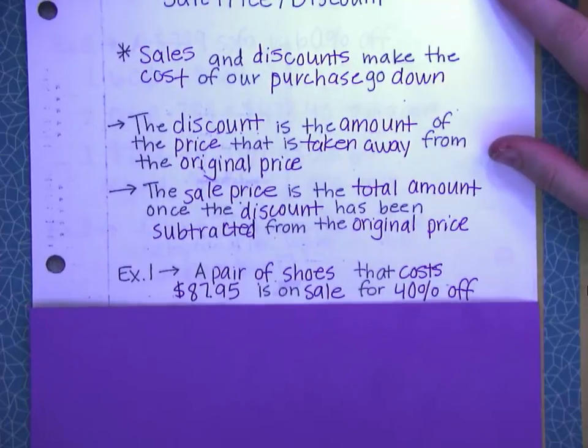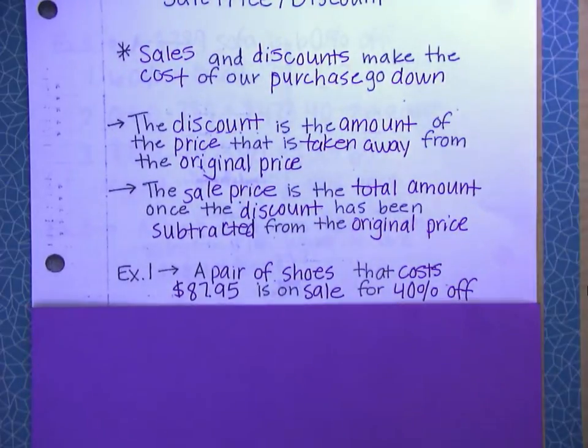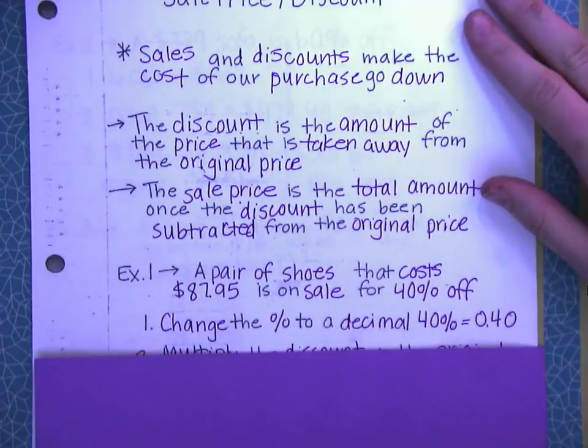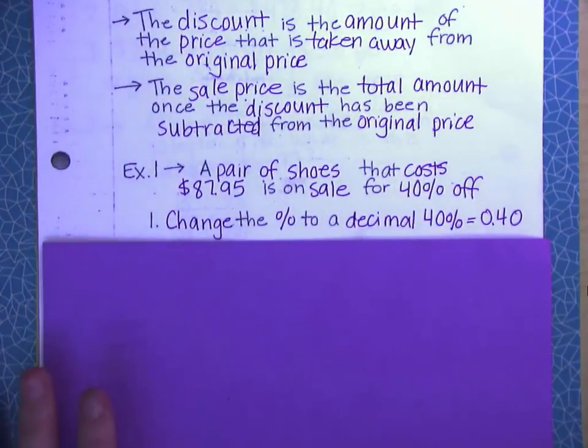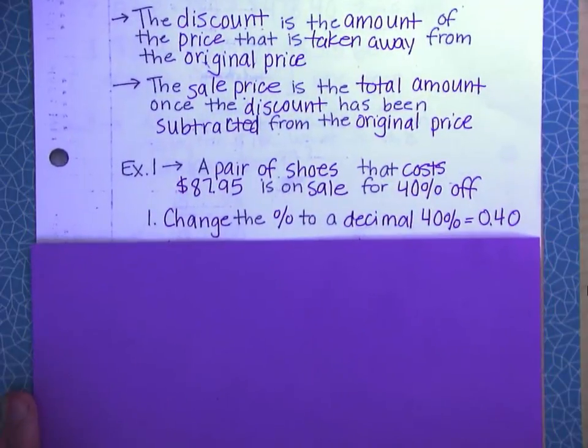So let's say we have a pair of shoes that costs $87.95, and they're on sale for 40% off. So what you'll see is that the process for finding the discount and the sale price is very similar to finding the tax and the tip. So the first thing we did yesterday was change the percent to a decimal, and that's the same thing we're going to do here. So our discount is 40%, the 40% off. So we're going to change that to a decimal. So 40% written as a decimal is 0.40.